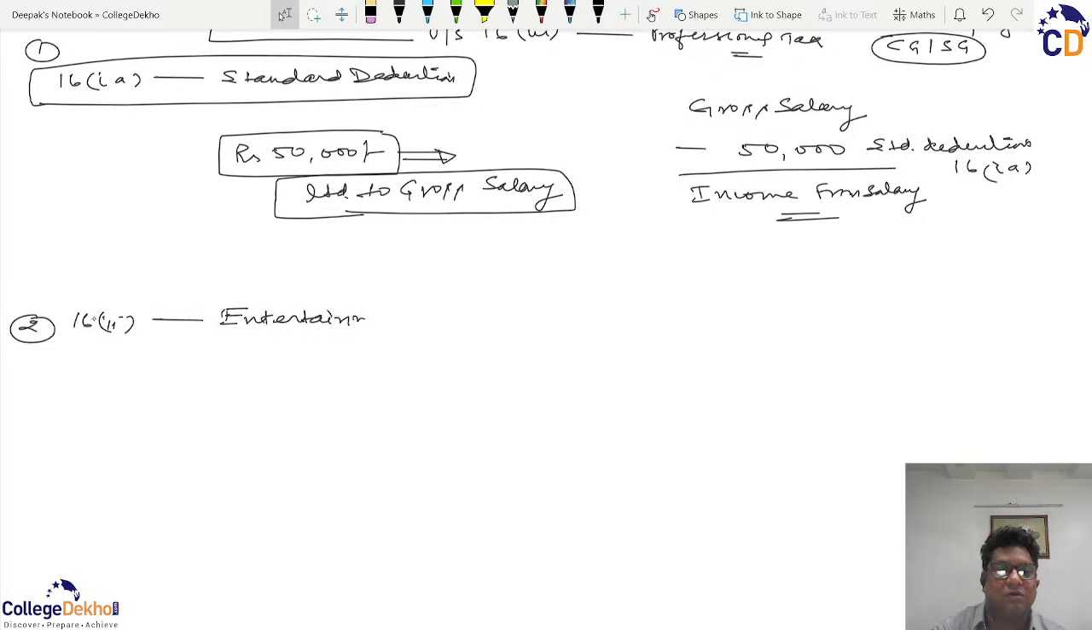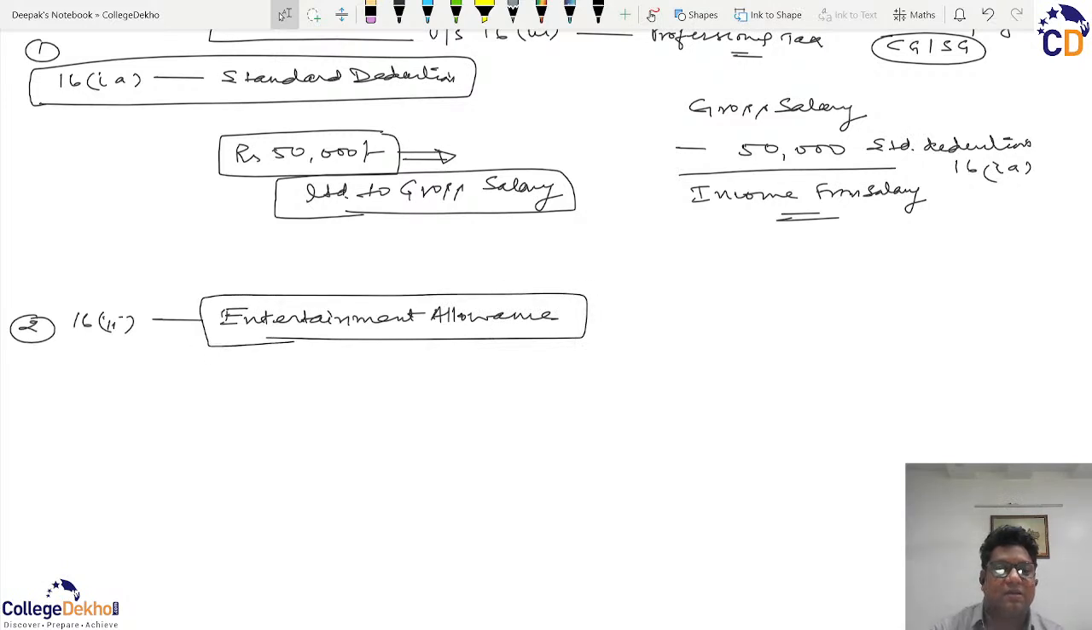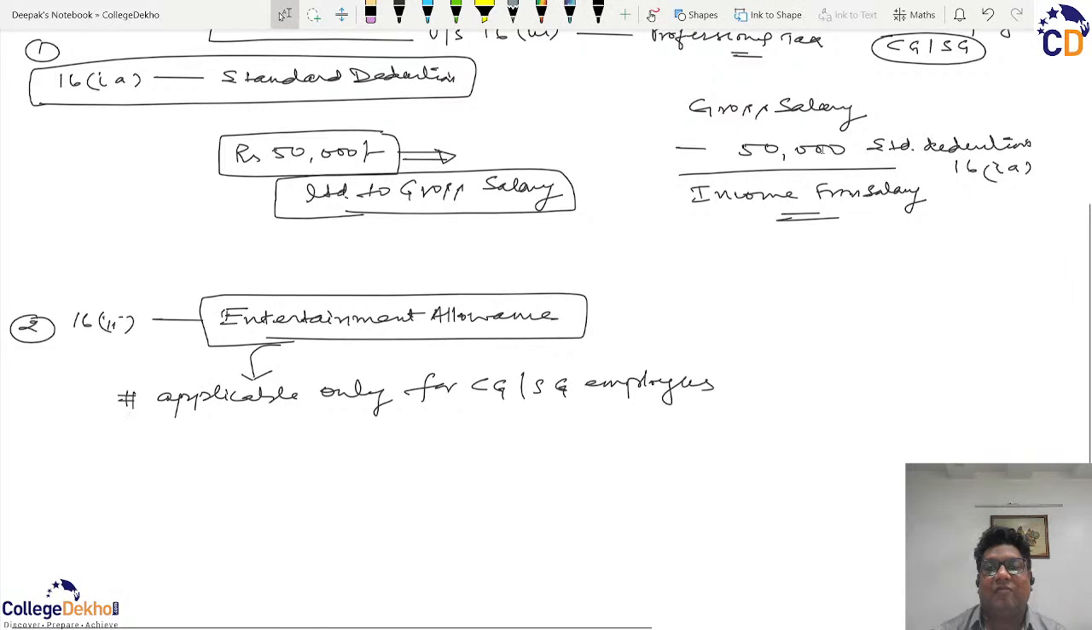But if we move on to other deductions like section 16(2), that amounts to entertainment allowance, then there are various clauses that need to be fulfilled. So, as I said, this deduction of entertainment allowance is applicable only for central government and state government employees. The first point is that no other employee is eligible to take such deduction. It means there are some cases where we will have two deductions, standard deduction and entertainment allowance, but this deduction of standard deduction will always be applicable irrespective of anything.